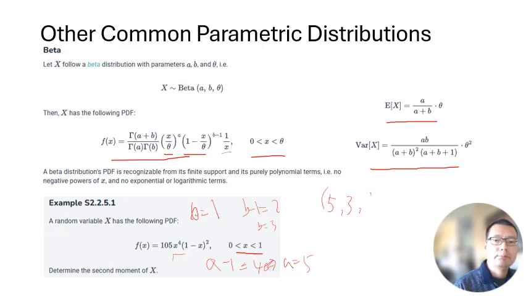So basically this is a beta distribution with these parameters. Once we have this, we can calculate the second moment of X using the formula. The formula of the second moment is this: theta squared a plus.